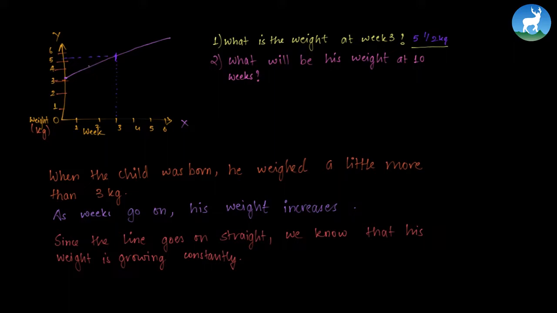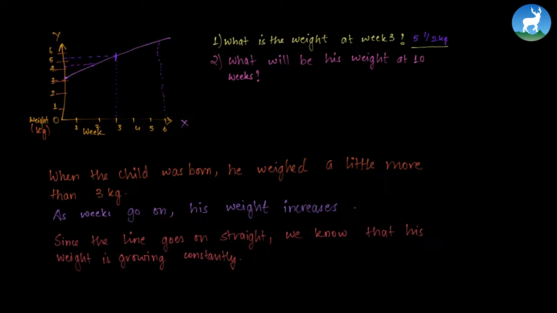Now in the second week we can see that his weight is a little bit more than 4 kilos. And in the 3rd week, his weight is a little bit more than 5 kilos. So we can say that his weight is increasing by 1 kilo per week, right? Every week, he grows 1 kg. So in the 6th week, if his weight is, make it a straight line.